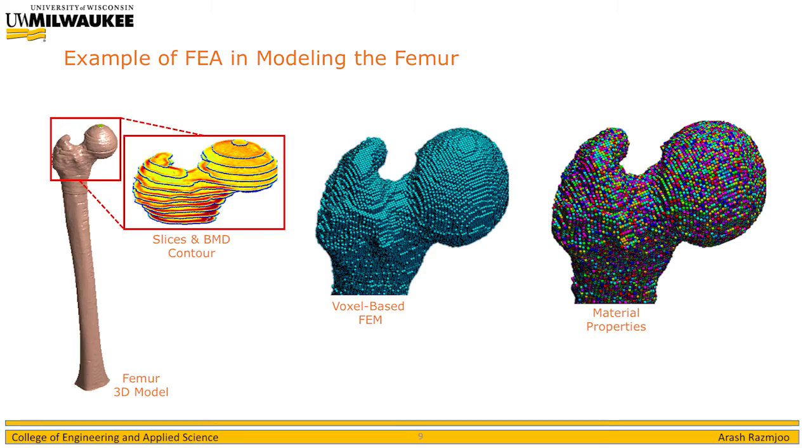And after that, we can apply and enter the material property from the model to the finite element model. And we can use this type of application to see the effect of the loads applied at the head of the femur and see the distribution on the neck of the femur and see where the critical position is in applying the load.